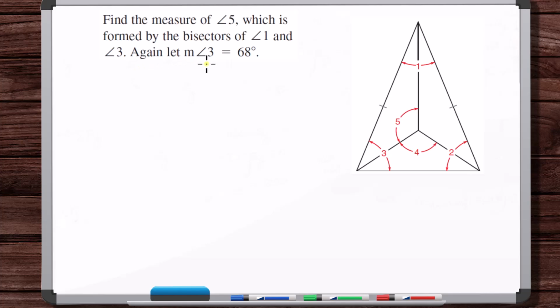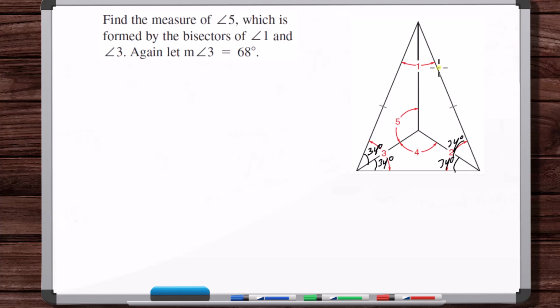Find the measure of angle 5, which is formed by the bisectors of angle 1 and angle 3. Again, let the measure of angle 3 be 68 degrees. So, these two angles are congruent, and this is 68 degrees, so these two angles are 34 degrees. Now, since this is isosceles, we have the same situation here.